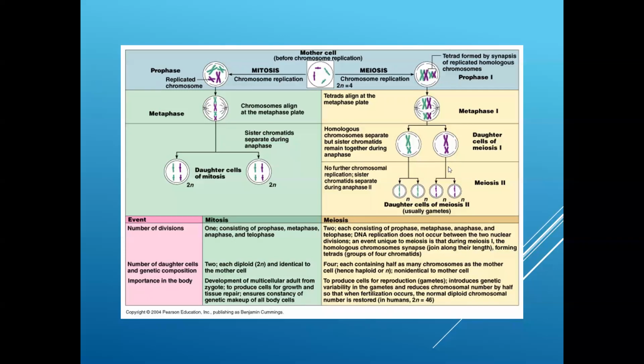So you get two divisions and only one replication. That results in 4 haploid gametes. So I have two diploid daughter cells in mitosis, but I have 4 haploid gametes in meiosis.